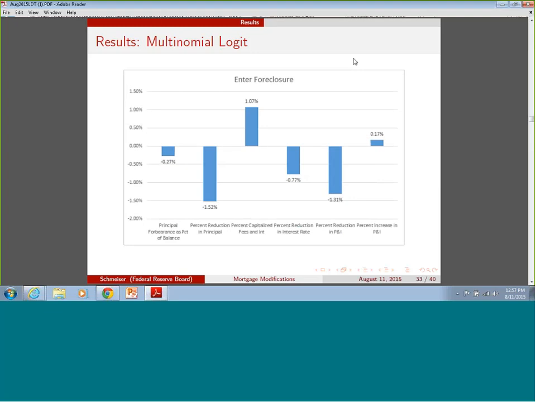In terms of entering the foreclosure process, again, a small effect of forbearance there, about 0.3% for 1% of principal forborne, relative to a 1.5% reduction in entering foreclosure for a 1% reduction in principal. Again, we see this basically one-to-one ratio for the capitalization of fees and interest. Reductions in interest rates and P&I reduce the probability of subsequent foreclosure. And then also just a marginal effect from the increase in P&I.